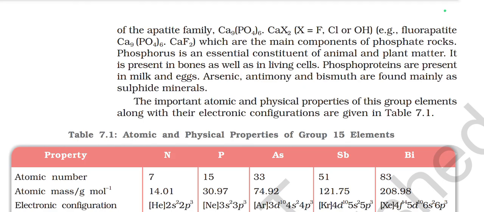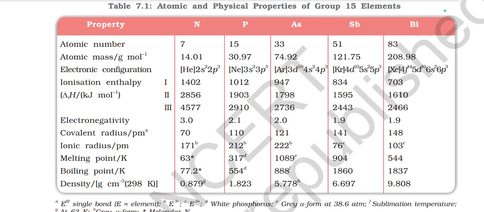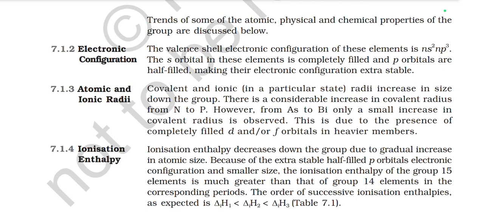The important atomic and physical properties of the group elements with their electronic configurations are given. This is the table in which atomic and physical properties of group 15 elements are shown. Trends of some atomic, physical, and chemical properties of the group are discussed. First, electronic configuration. The valence shell electronic configuration of these elements is ns2 np3. The s orbital in these elements is completely filled and p orbitals are half filled, making their electronic configuration extra stable.